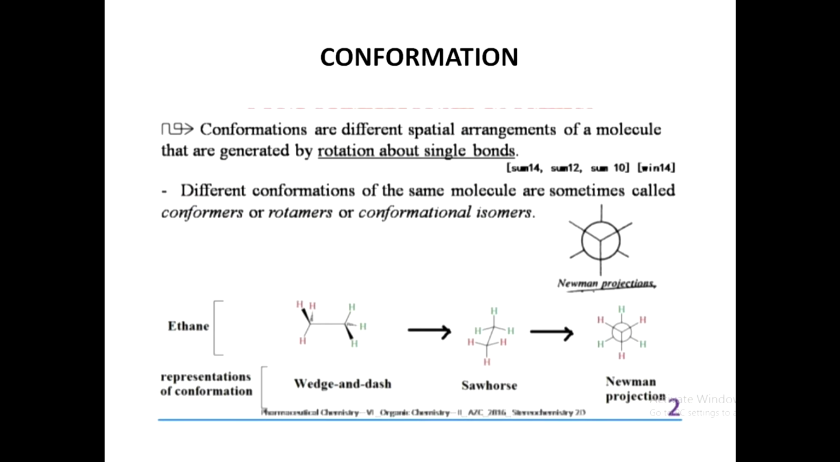Next, conformation. Conformation means the different spatial arrangements of molecules. They can be generated by rotating single bonds. There are different conformations of the same molecule. We can call them conformers, rotamers or conformational isomers. These are the certain conformations and their representations: wedge and dash, Sawhorse, Newman projection, etc.